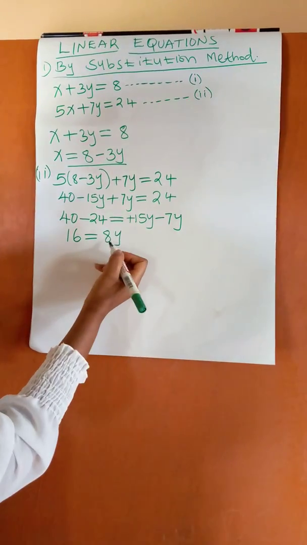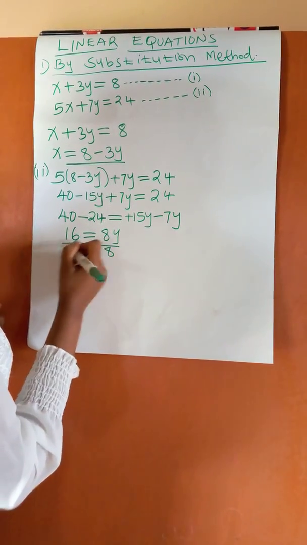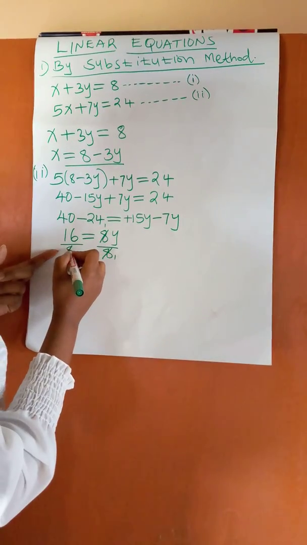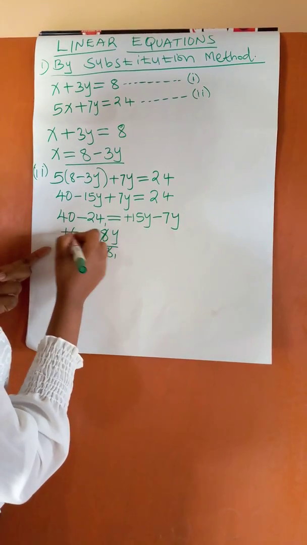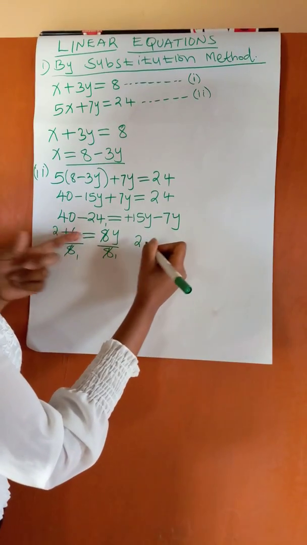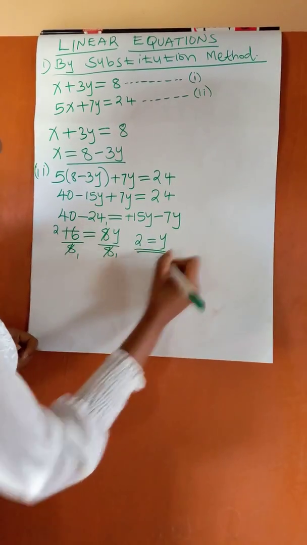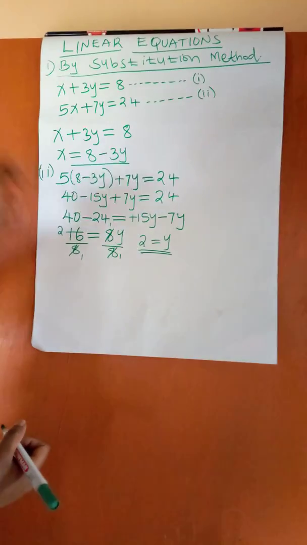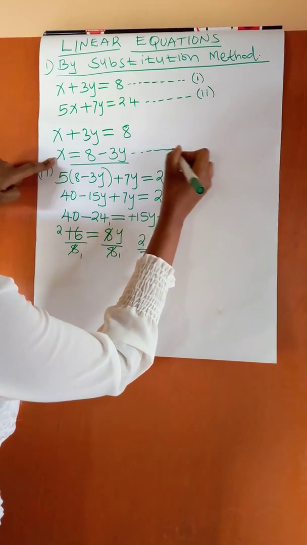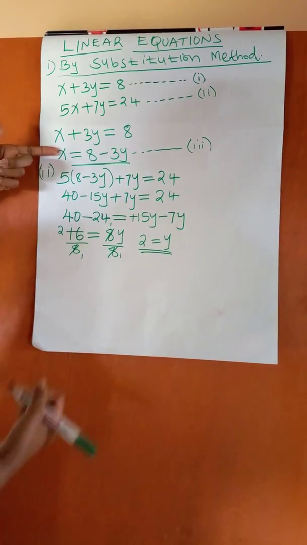At that point, we want to find the value of y, so we simply divide both sides by 8. So that you divide by 8 and by 8. So 16 divided by 8 becomes 2. So that you have 2 is equal to y. So the value of y is 2. So at that point, we go back to equation 3. Equation 3 is the one that we got the expression for x. This is the equation 3 that gave us the expression for x.